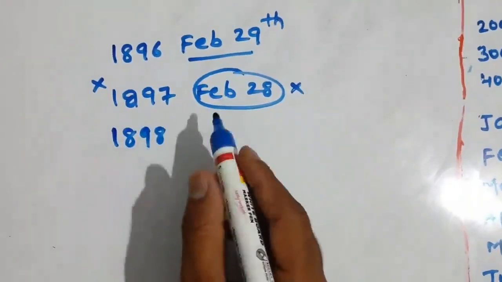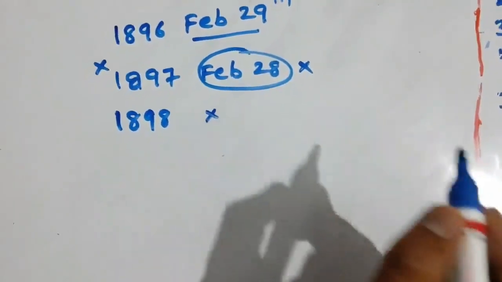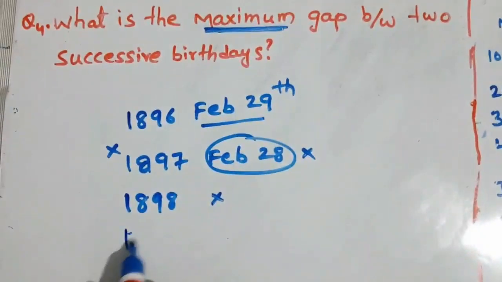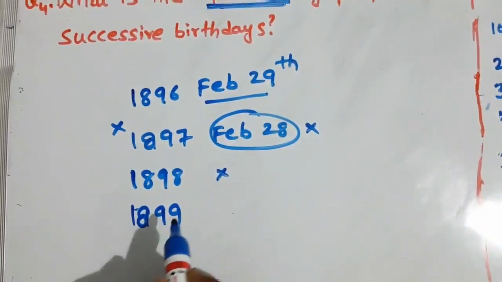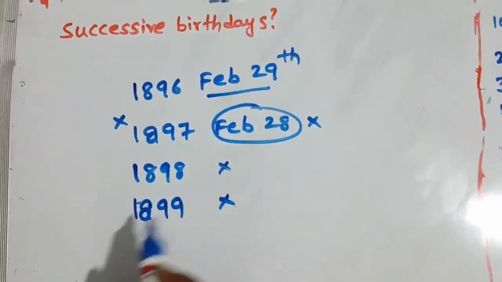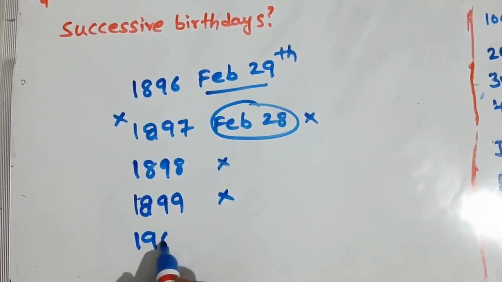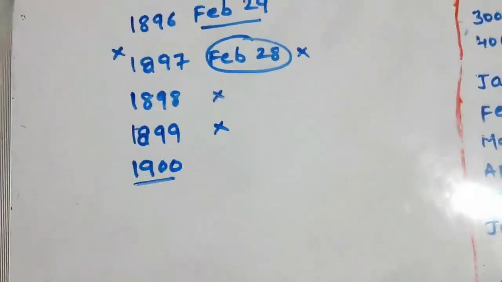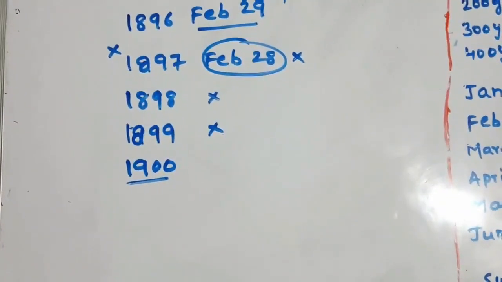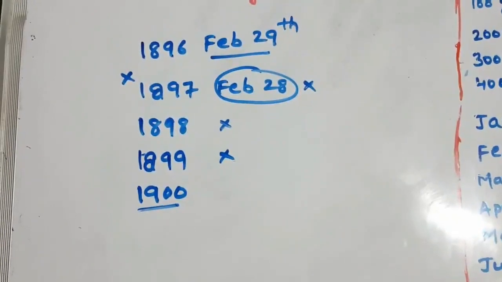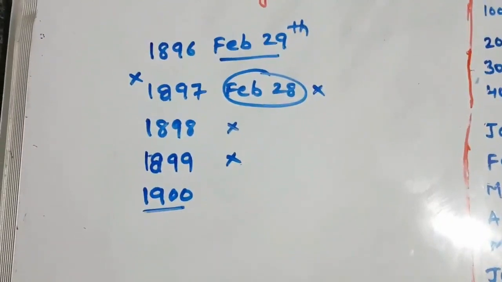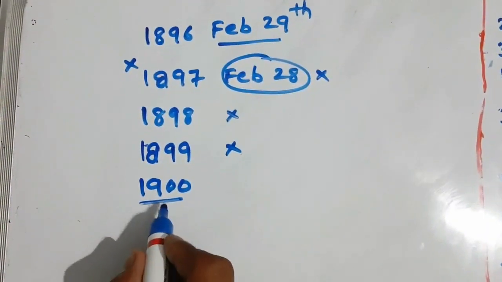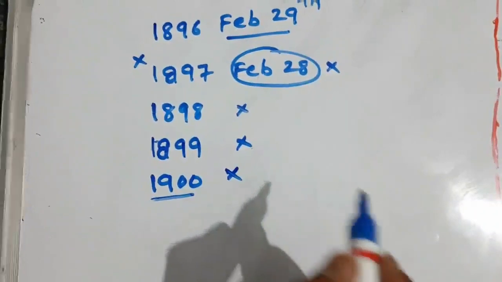1898 also not a leap year. So here also he won't get his birthday. 1899 also not a leap year. He won't get his birthday here. And 1900th year, this is the century year. To find whether it is a leap year or not, we have to divide by 400. Why do we have to divide by 400? I told the reasoning, right? So if I divide by 400, I won't get remainder 0. So this is not a leap year.